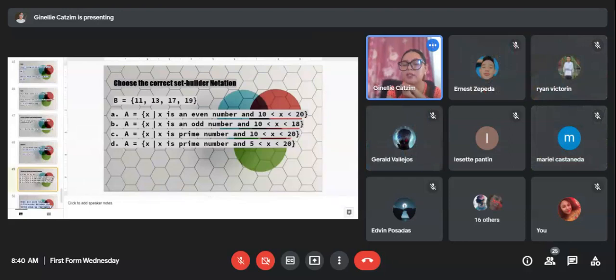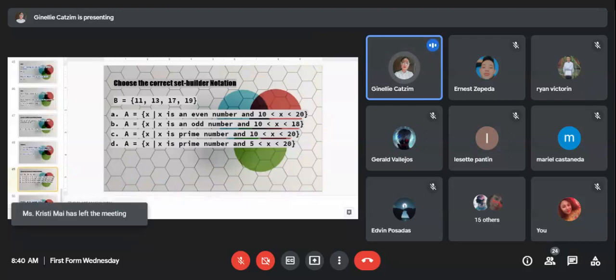Just a moment, I forgot where I was. Okay, B. So for B, we see 10 start with x. Look at the left and look at the right. So we could see that x is what? Any of you have an idea of what x is telling you?